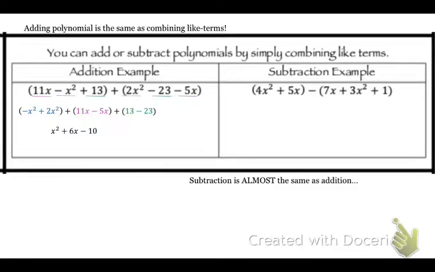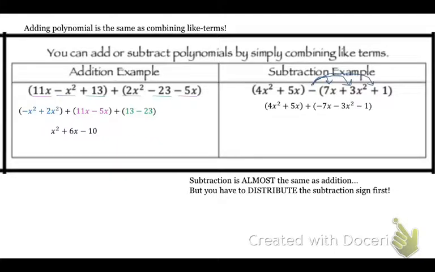Now subtraction is almost the same as addition. There's just one difference. We have to distribute the subtraction sign first. And this is going to be something we do all year. If there's ever a subtraction sign in front of a parentheses, you distribute the subtraction sign. Okay, I need you to remember that. If there's a subtraction sign in front of parentheses, you distribute the subtraction sign.